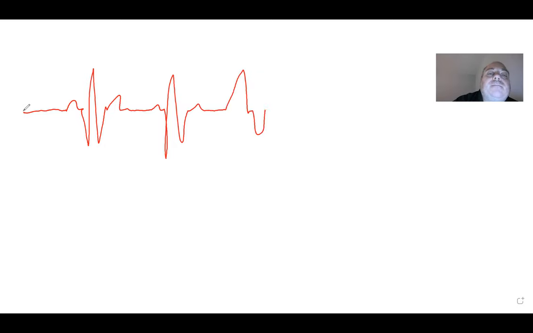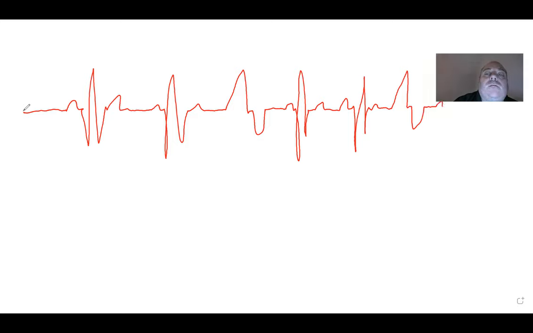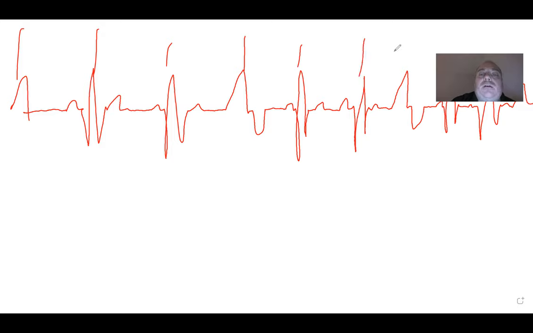BBC, normal beat, normal beat, BBC, normal beat, normal beat, PVC. Okay, so let's just say for the sake of argument, we had a PVC over here. So we got PVC here, normal beat, normal beat, PVC, normal beat, normal beat, PVC. So we have a PVC every third beat, okay?